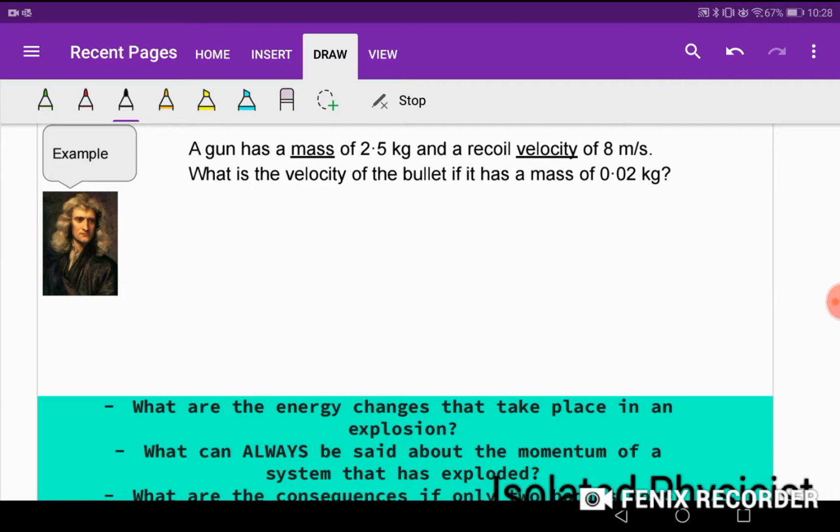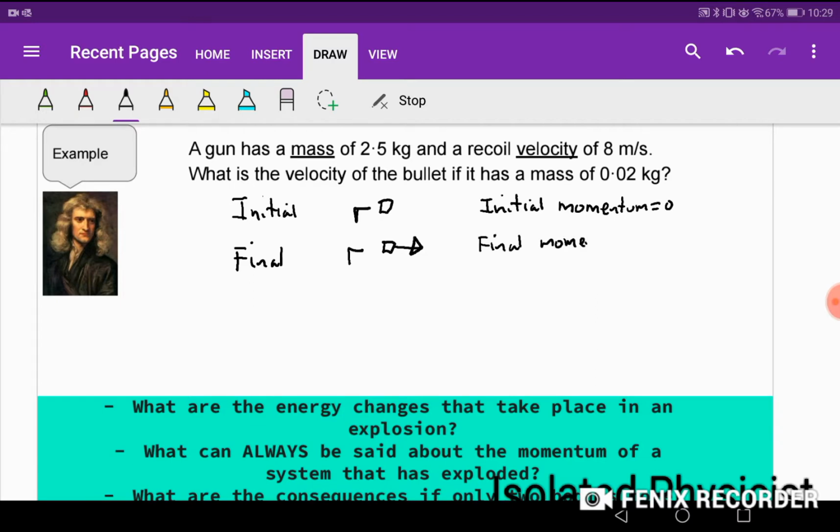So I always draw out my initial first. Gun, bullet, final. Gun, bullet, going that way. Now, initially we know it's at rest, so we know the initial momentum is 0. Final momentum: the gun is going back this way.